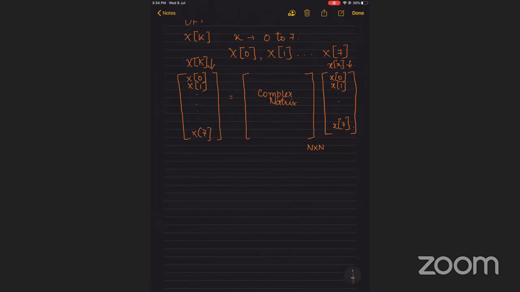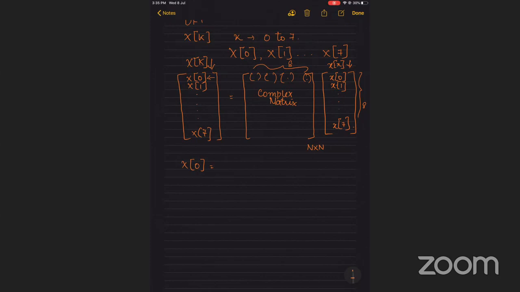Now there is a problem with this. What is the problem? If I have to compute X of 0, I have to multiply this number with this number, this number with this number, and so on, the last number with the last number, which means I have 8 complex numbers here and 8 numbers here. This could also be complex. So for getting one X of 0, I am going to do something like 8 square multiplications.